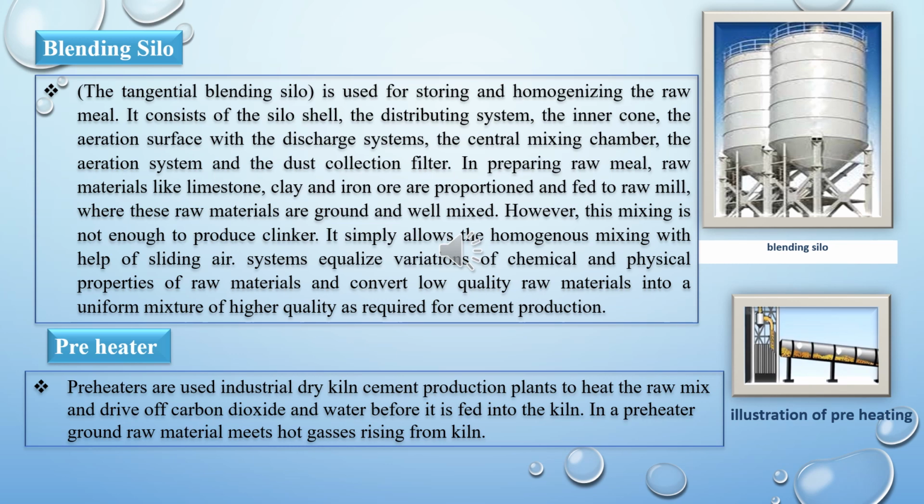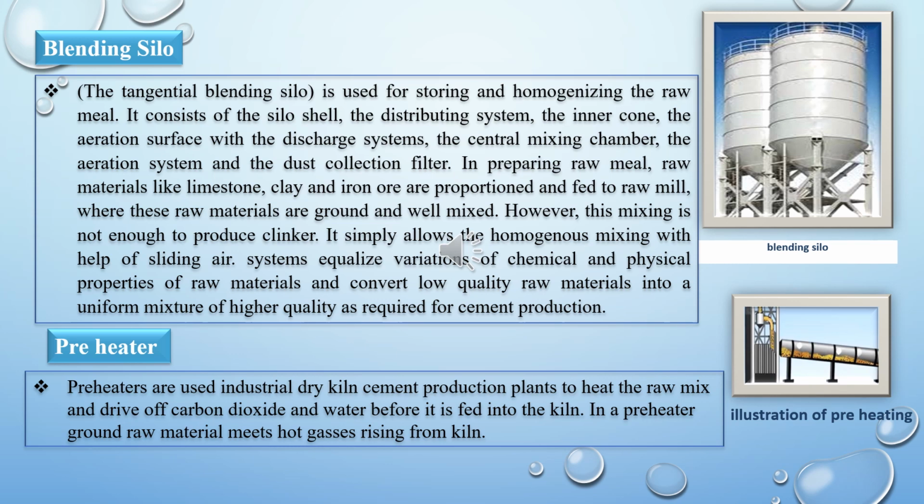Now, the next one is preheaters. Preheaters are used industrially in dry kiln cement production plants to heat the raw mixture and drive off carbon dioxide and water before it is fed into the kiln. In a preheater, ground raw material meets hot gases rising from the kiln.